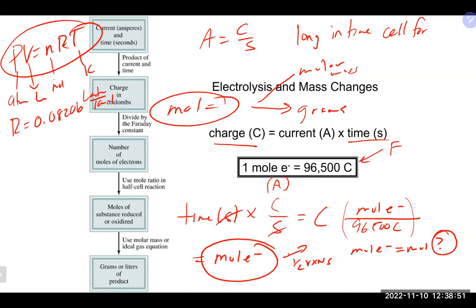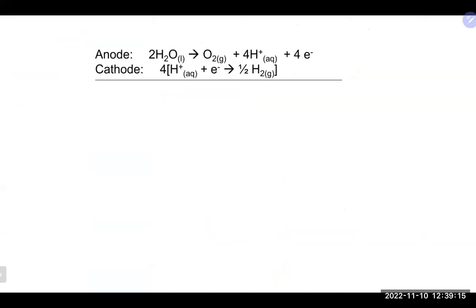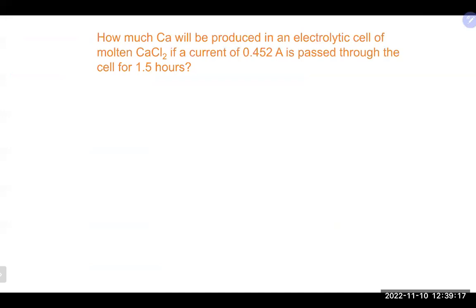Very common, like in the water example, we would probably be interested in the volume of hydrogen and the volume of oxygen that we collected as this cell ran. The opposite of this would be they tell you how much you produced of something, and you run backwards and figure out maybe what amperage you were running the cell at or how long you ran the cell. So back and forth is the very typical sort of calculation. Any questions on that? So let's take a look at one here together. We'll come back to this one. Let's do this one first.